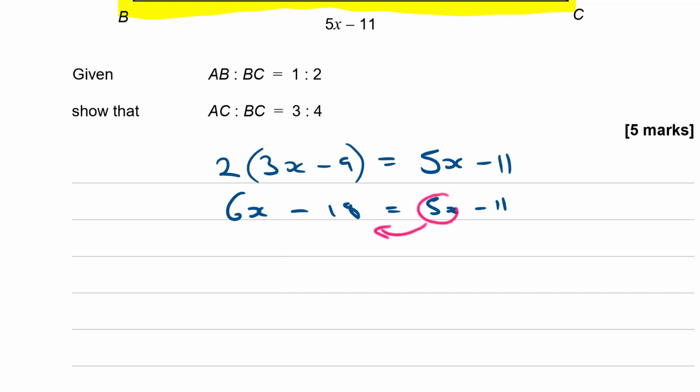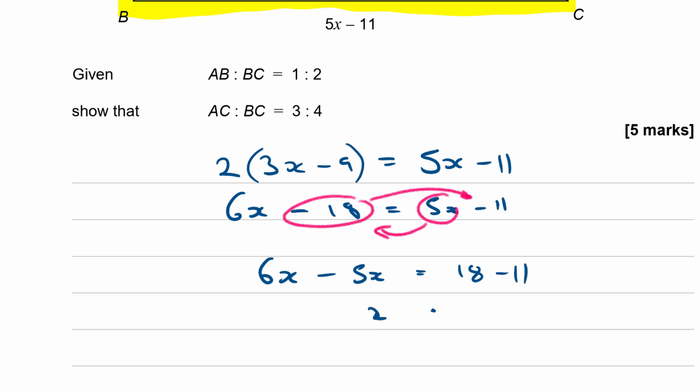Let's collect the x's on this side and the numbers on this side. So 6x minus 5x is equal to 18 minus 11. So x is equal to 7. Now, remember, that wasn't what I was meant to find. It didn't say find x. It said show the ratio of AC to BC is 3 to 4. But having now evaluated x, it should make that job a little bit easier.